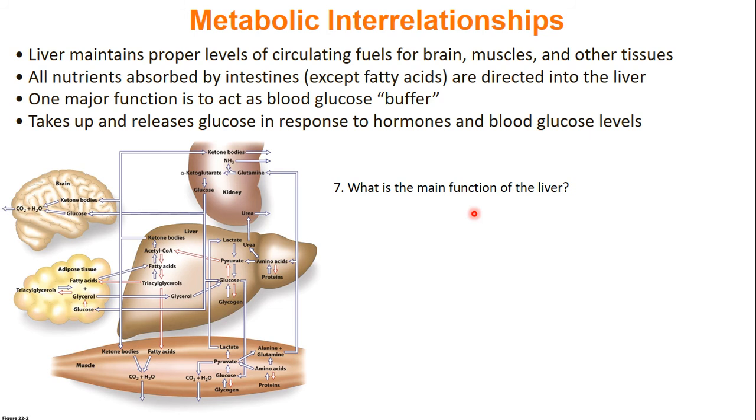What's the main function of the liver? Liver is a main player in this. As you can see, it's in the center of everything, and all the arrows that we have going here are more or less going through the liver. The one exception is glucose from the kidney to the brain. Right, so the liver makes sure that you have the proper levels of fuel, especially for the brain. It is the brain's blood buffer, so it makes sure you have all the fuel and also takes in nutrients other than fats.